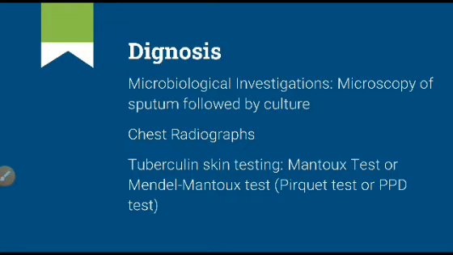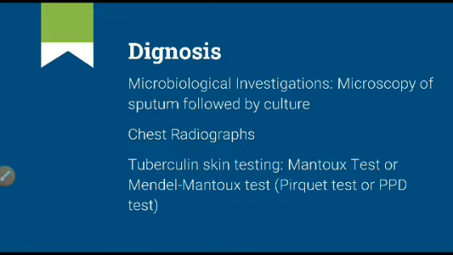There are certain diagnostic methods for tuberculosis. Microbiological investigations include microscopy of sputum followed by culture. We can also go for chest radiographs to find out any kind of color change in the X-rays. One more diagnostic test is tuberculin skin testing, which is also called Mantoux test or Mendel-Mantoux test. It is also known as the Pirquet test or PPD test.